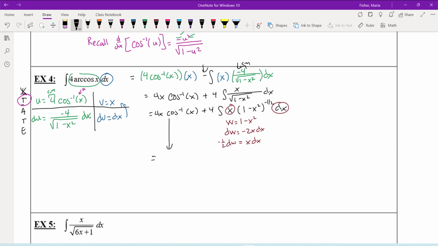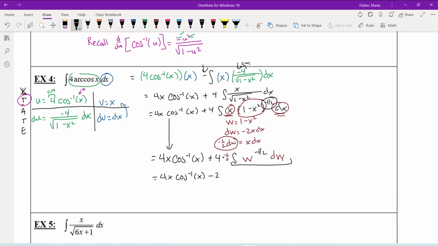Now let's keep going. Bring this down. This is going to equal 4x inverse cosine of x plus 4, and then this becomes the indefinite integral of w raised to the negative 1/2, and my x dx is my negative 1/2 dw. Cleaning this up, this is a minus 2, and if I integrate w to the negative 1/2 dw, it's going to be w raised to 1 more, which is a half, times its reciprocal, which is 2, plus c.